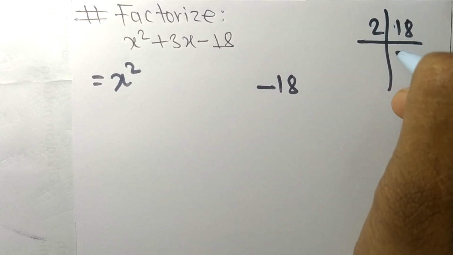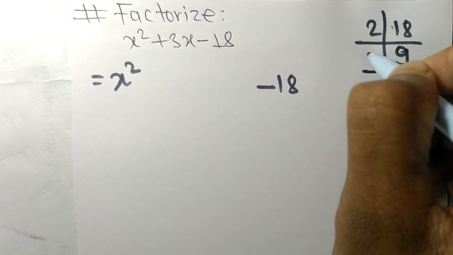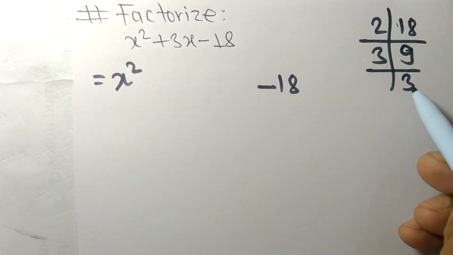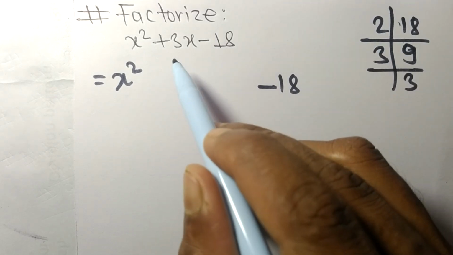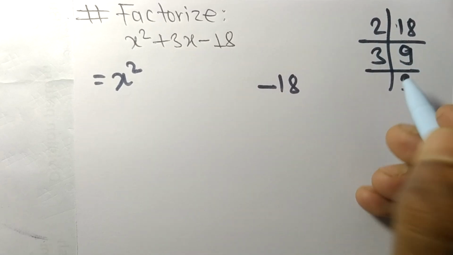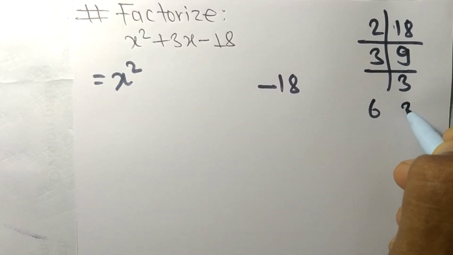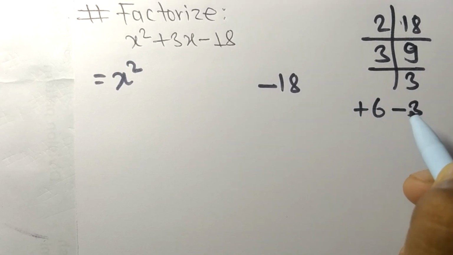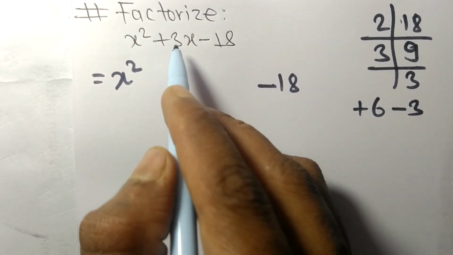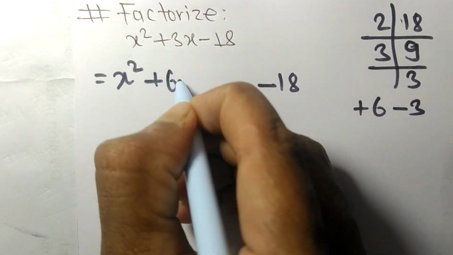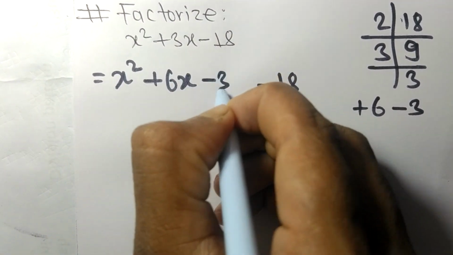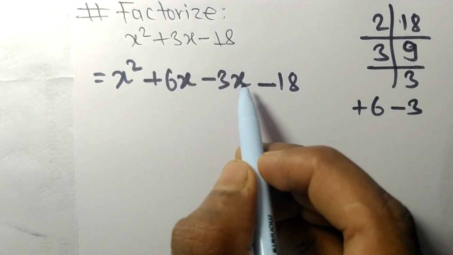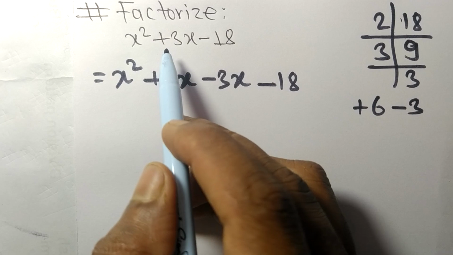So it is 2 times 9 is 18, 3 times 3 is 9. So by multiplying these numbers, now we take plus 3. So 2 times 3 means 6 and the other is 3. So plus 6 and minus 3, it means it is plus 3. So it becomes plus 6x minus 3x. So plus 6x minus 3x, it means it is plus 3x.